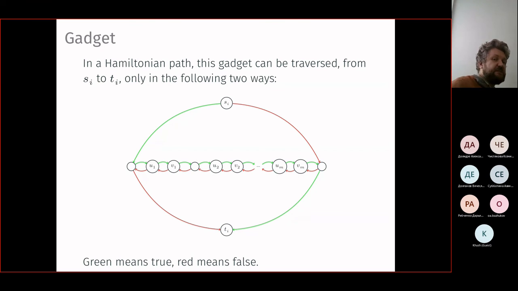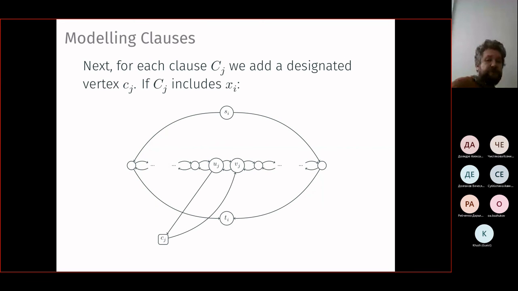Each gadget corresponds to a variable. If the formula is satisfiable, then in the satisfying assignment, the variable is either true or false. If the variable is true, we go through a green route. If the variable is false, we go through the red route. This is a path. It's still not Hamiltonian because we also have these additional vertices which were not yet visited. But now we recall the fact that this was a satisfying assignment, which means that each clause was satisfied.